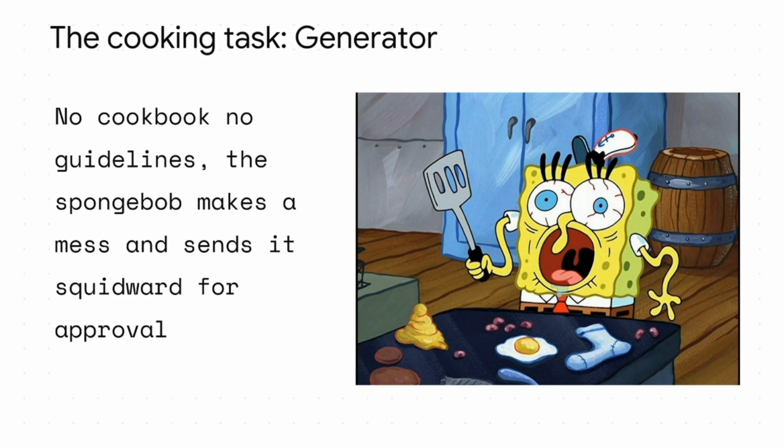So at first, it's obviously going to make something awful because he doesn't have a template, right? So it's going to make a mess and send it to Squidward for approval and say, "Oh, I've made Mr. Krabs' golden burger. I think you should take a look and have a taste," right?